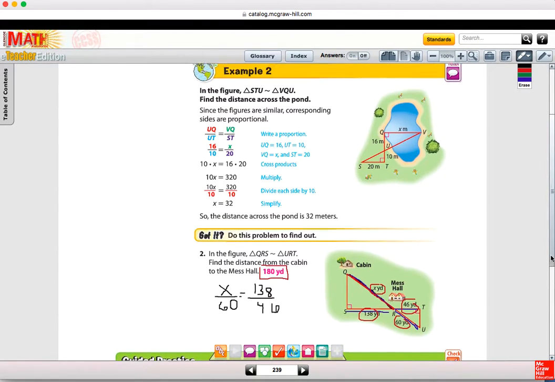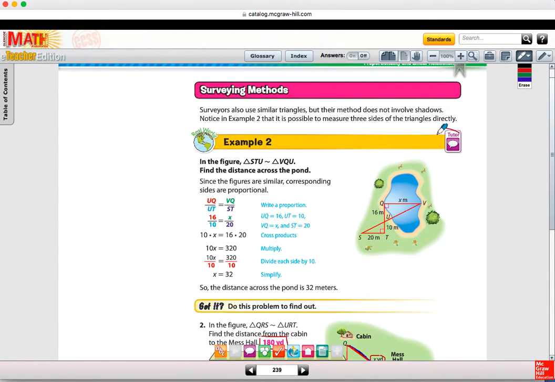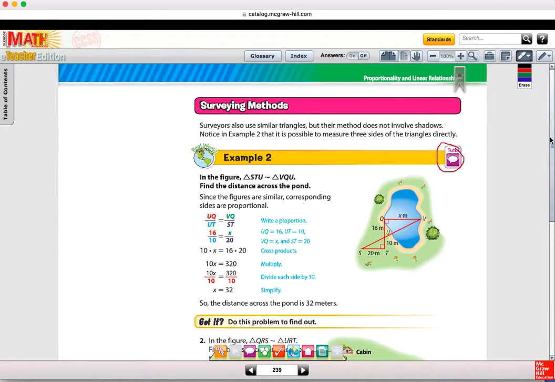Again, use your resources, watch the extra video tutors, and use your online resources to make sure that you understand the concepts in these lessons before you start on the homework.